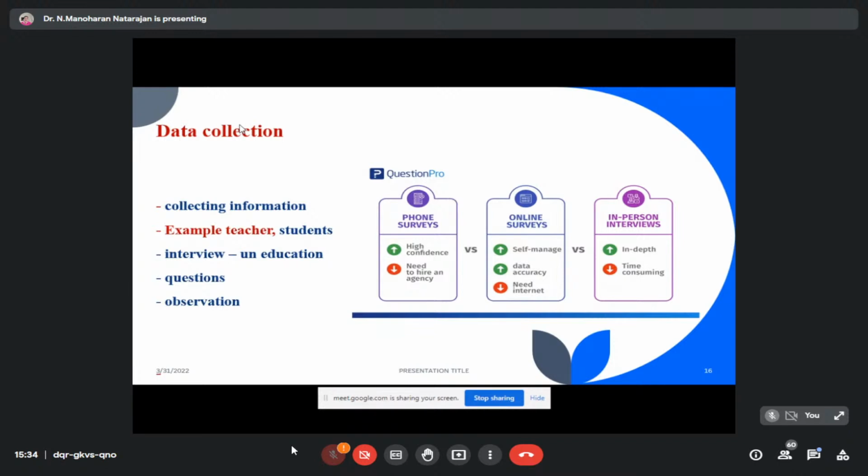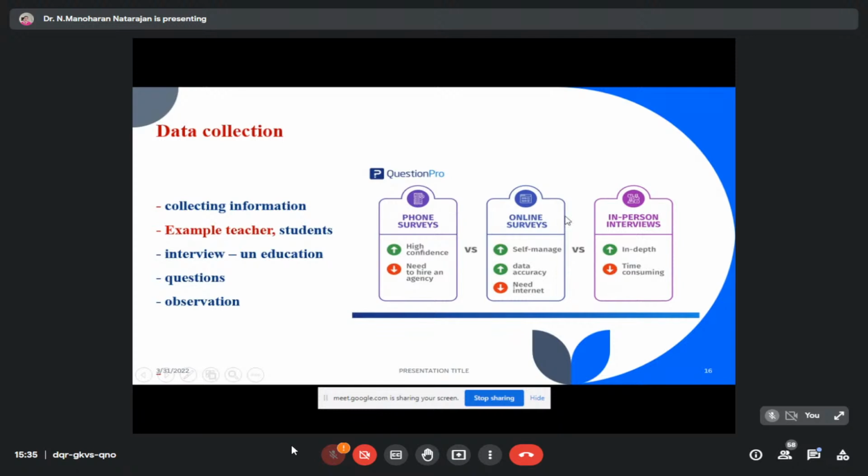And nowadays, these are the three easy ways of getting information, knowingly or unknowingly: phone survey, online survey, in-person interview. High confidence, need to hire agencies. Phone survey: in a phone survey, they call us over the phone and get our information, and they sort it out, and whoever is asking for the data, they give the data. This is one way of collecting data.